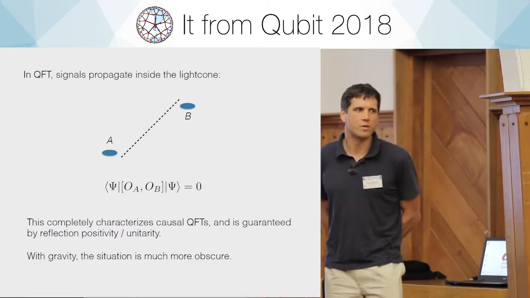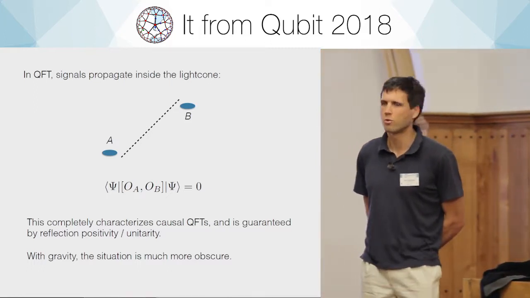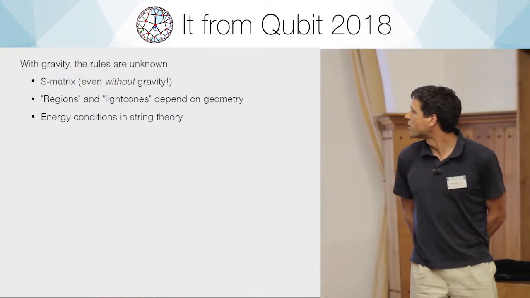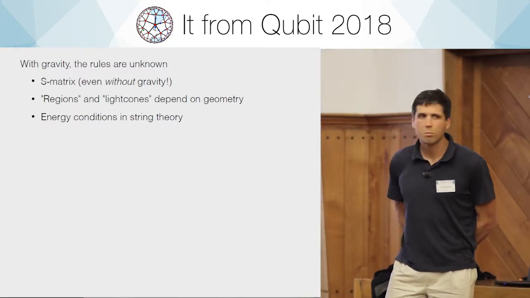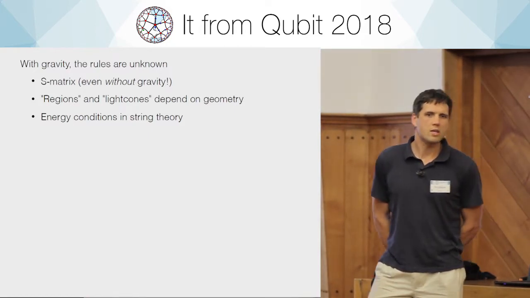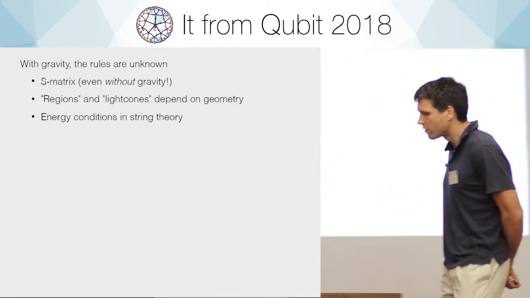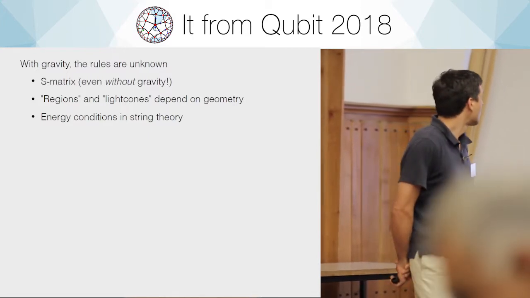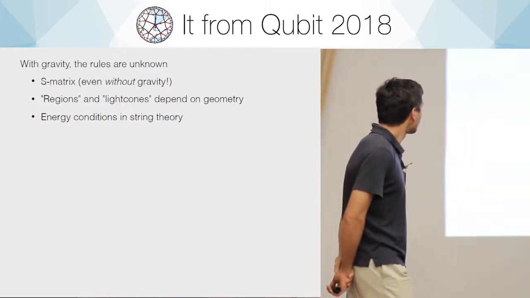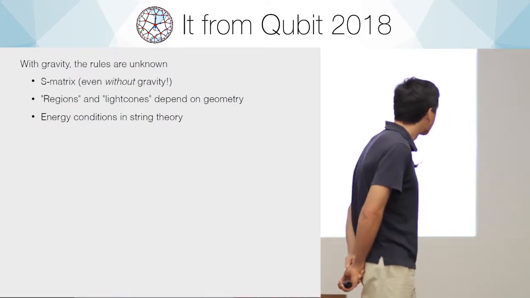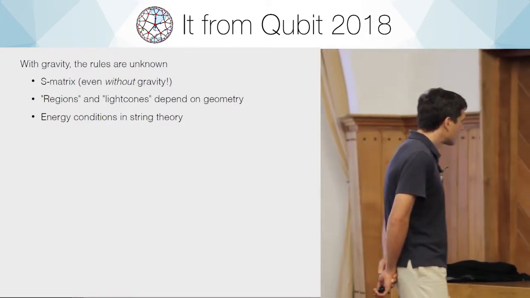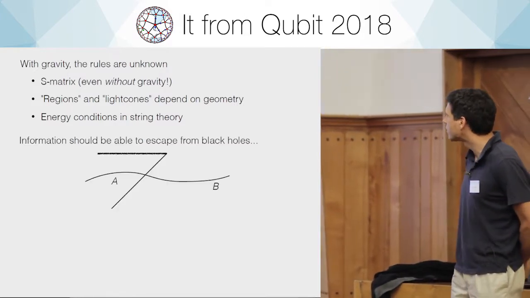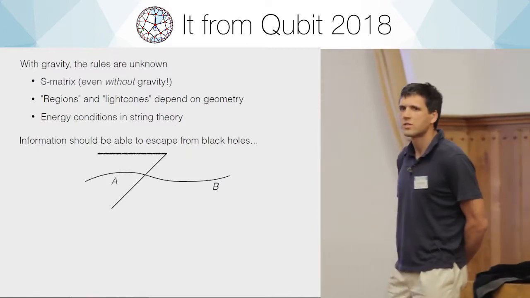In a fluctuating geometry, gravity, the situation is a lot more subtle. Even the rules are basically unknown. Even if we just talk about the S matrix in a quantum field theory without gravity, exactly what the rules are for causality are not known. With gravity, it's worse because the regions and the light cones depend on geometry. We don't understand what energy conditions we're allowed to impose. The answer, whatever it is, has to be very subtle.